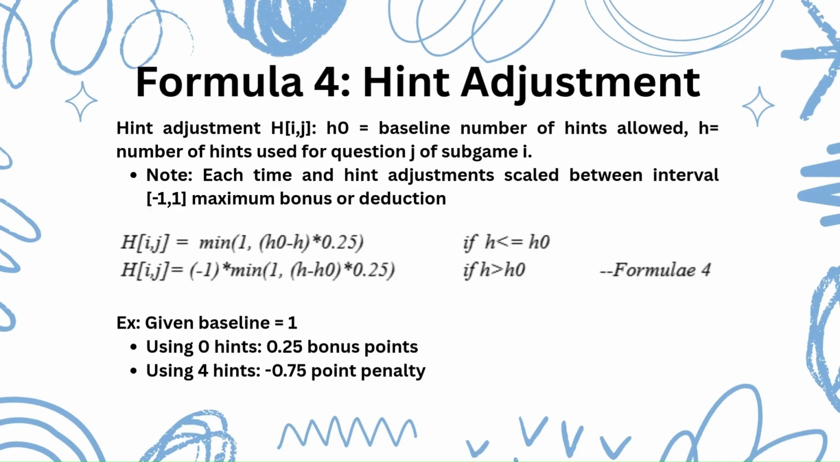Note that time and hint adjustment calculations are scaled to be between the range of -1 and 1, so that the maximum bonus or penalty is only 1 point. For example, given a baseline of 1 hint, a player who used 0 hints will receive a 0.25 bonus point, while a player who used 4 hints will be deducted 0.75 points.